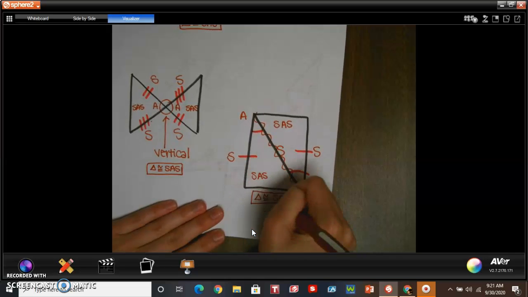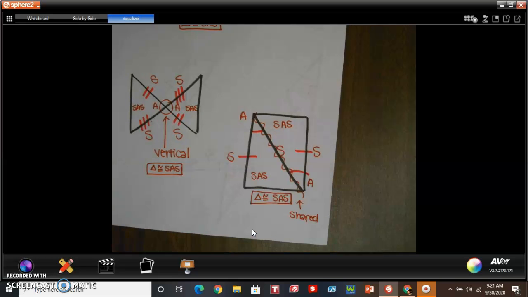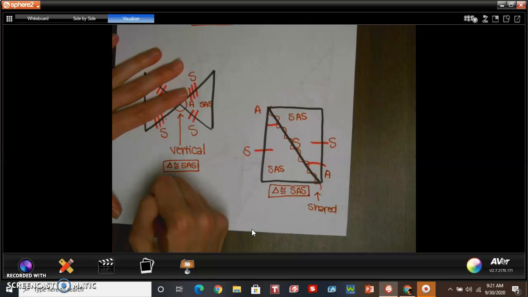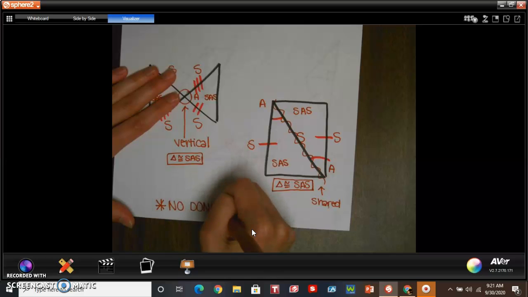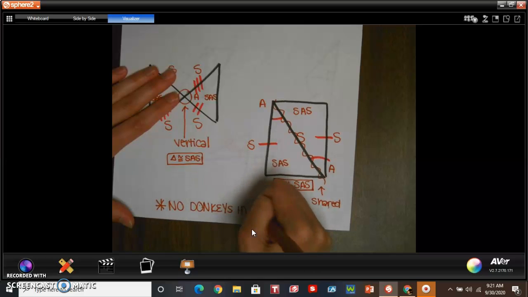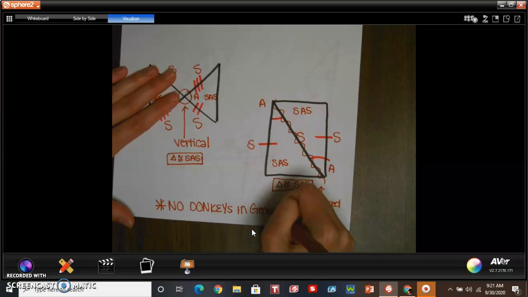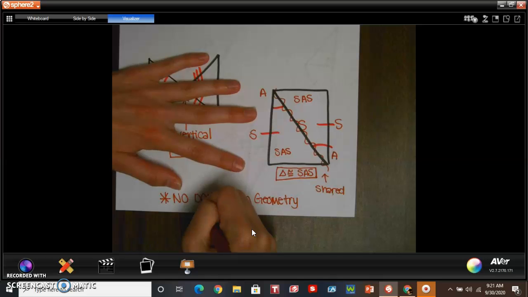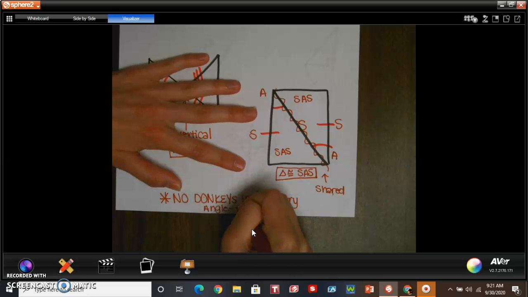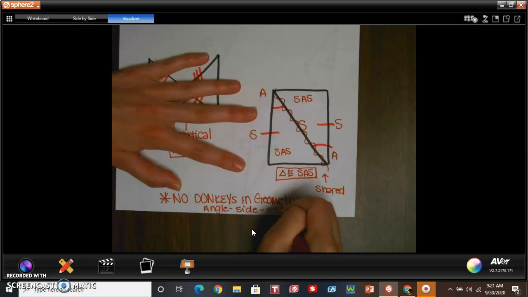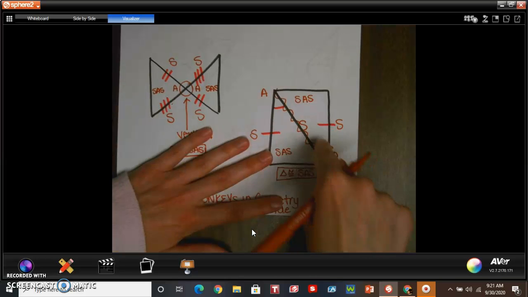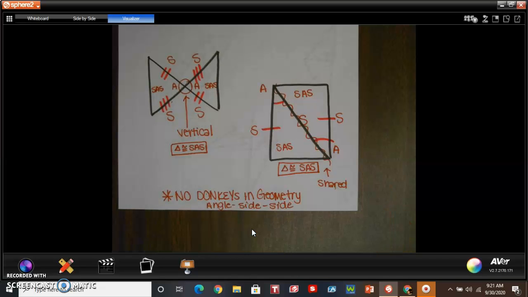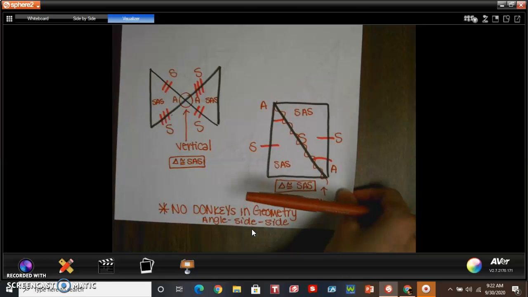Now, speaking of congruency with an A and 2 S's, there is a rule that you need to make sure you understand. There are no donkeys in geometry. What does that mean? That means you are never going to have an angle, side, side, okay? If you ever notice an angle, side, side happening, they are not congruent, all right? So if this was like angle, side, side, not congruent. Got it? All right. Okay.